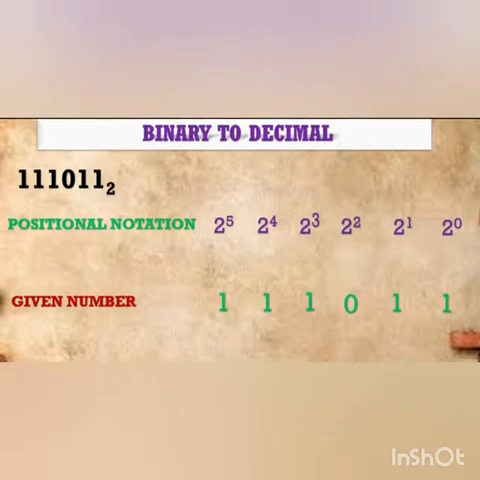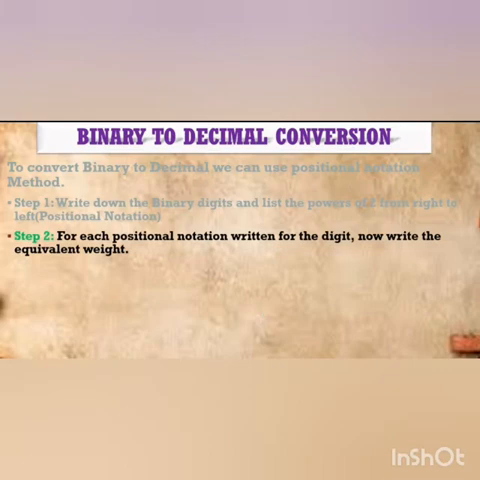Here we have written the positional notation for the given numbers. So, always the positional numbers start from 0. So, we have written 2 power 0, 2 power 1, 2 power 2, 2 power 3, 2 power 4, and 2 power 5. Now, we have to follow step 2. For each positional notation written for the digit, now write the equivalent weight.